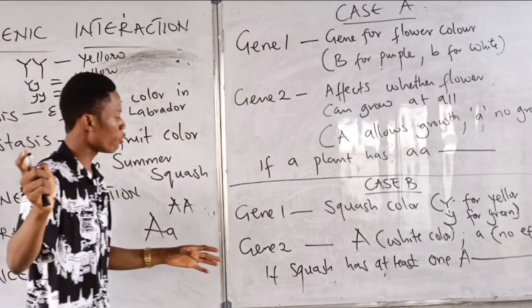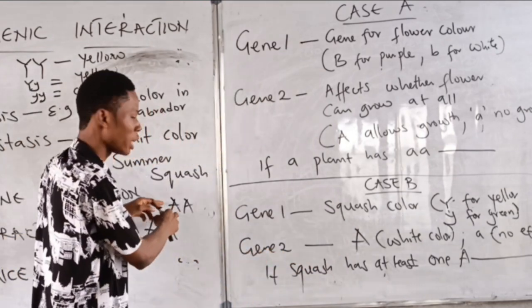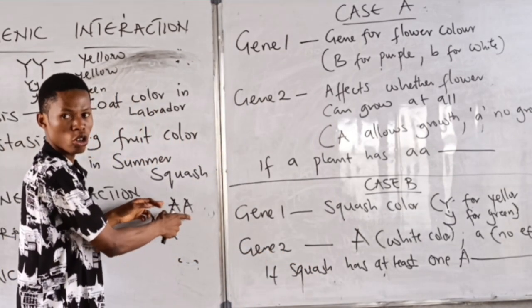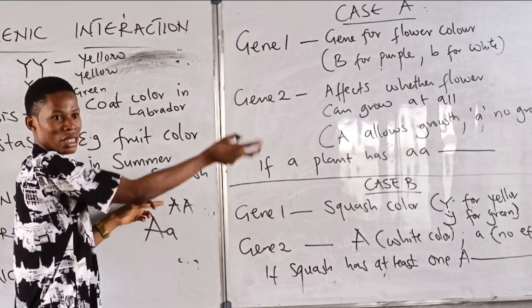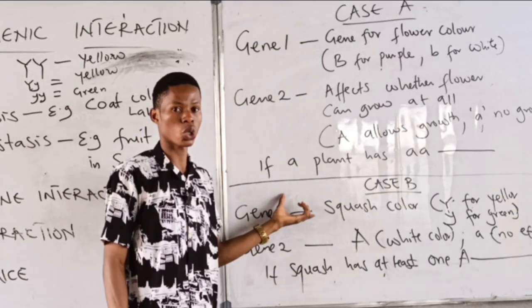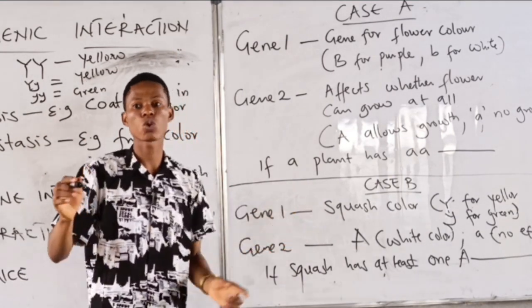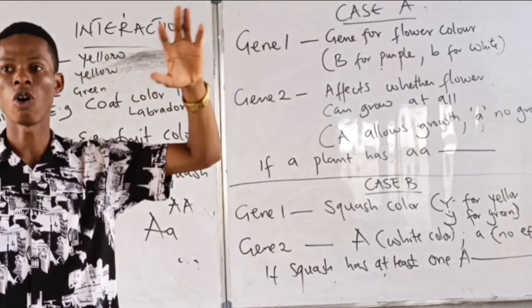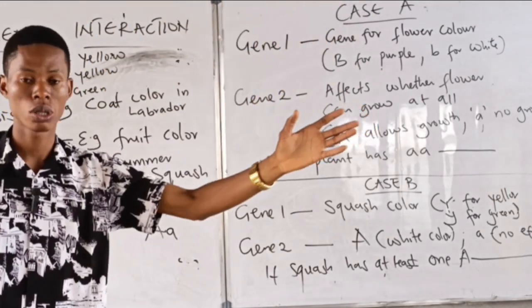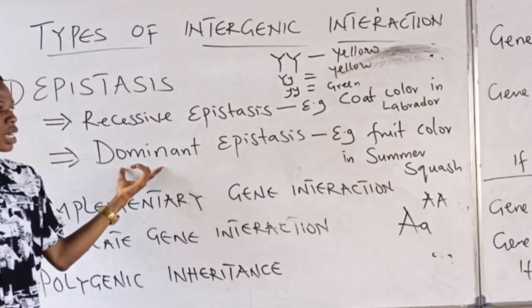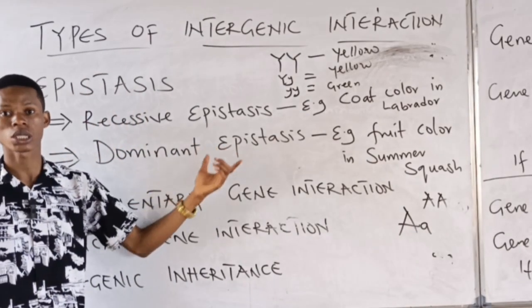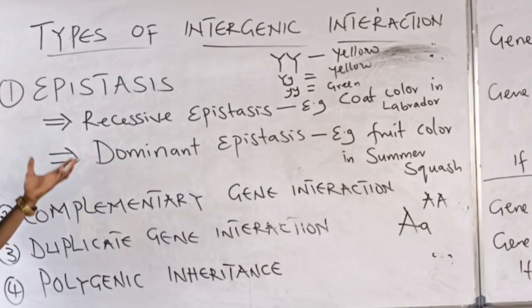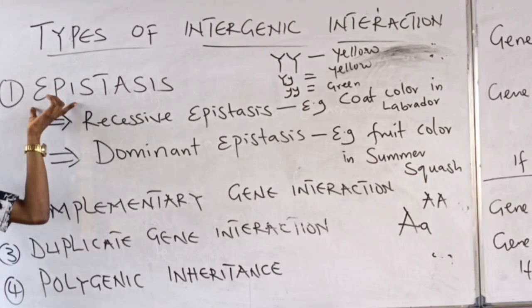So if you look at this, is this dominant or recessive? Now the dominant is masking the effect of another gene somewhere else. So in a case where a dominant gene masks the expression of another gene on another locus, that is called dominant epistasis. Yes. So this is one type of epistasis.